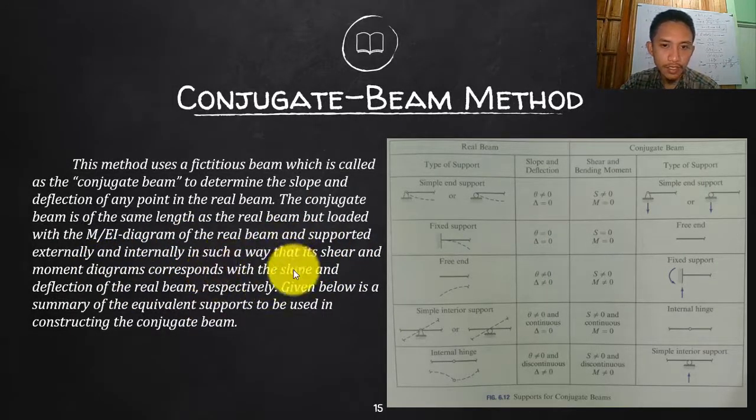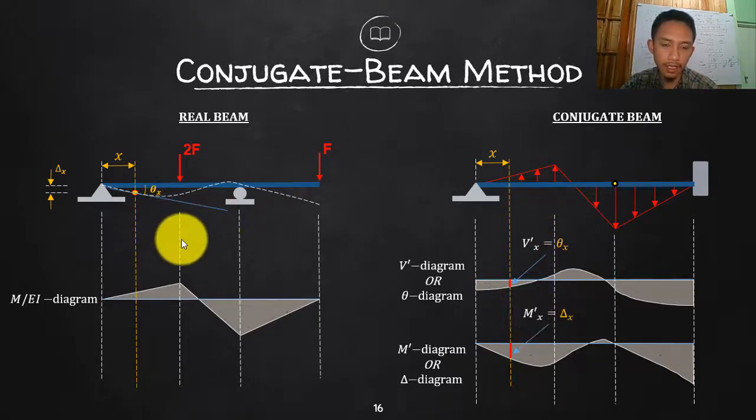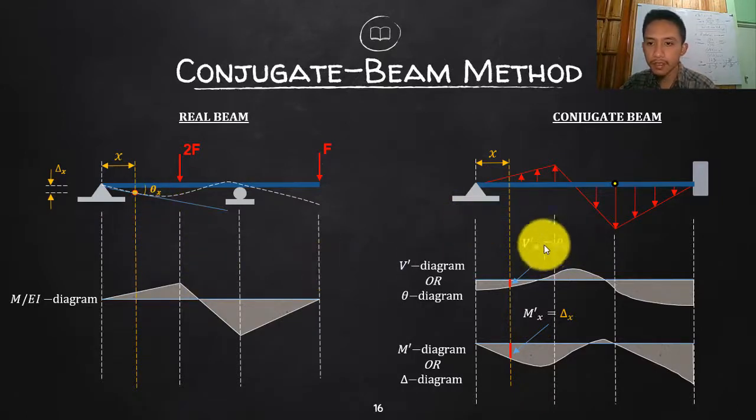In such a way that the shear and moment correspond to the slope and deflection. So whatever the shear in your V diagram here is exactly equivalent to the slope from the real beam. Let's say I consider this x. I will get whatever the value is in your V diagram. I will put a prime there to differentiate it from your original shear and original moment. So prime will stand for your fictitious beam.